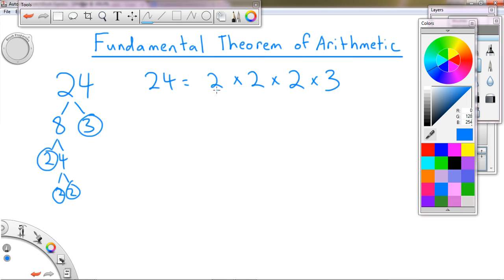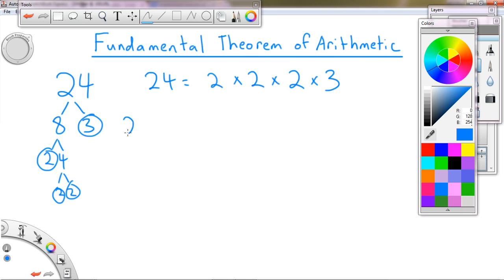Okay? And the other thing that the fundamental theorem of arithmetic says is that this product is unique. There's no other combination of prime numbers that will give me 24. This is the one and only combination. All right, now, one of the cool things that we can take from this is that every factor of 24, every number that divides into 24 that's greater than 1, has to be some combination of these prime factors. And I'll show you what I mean.